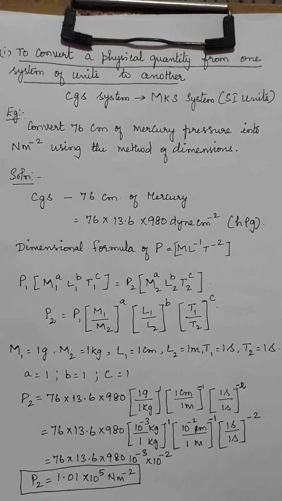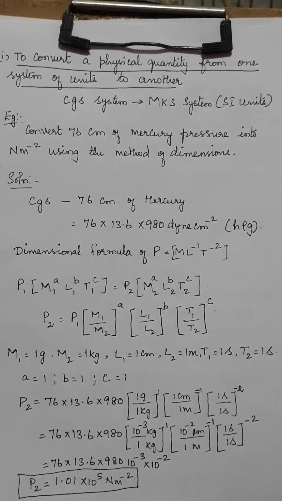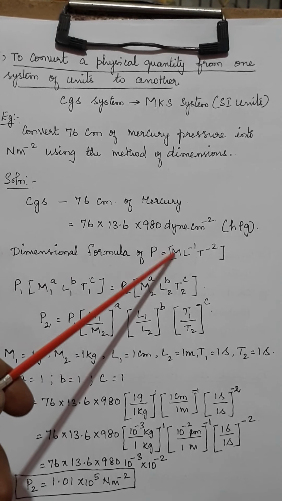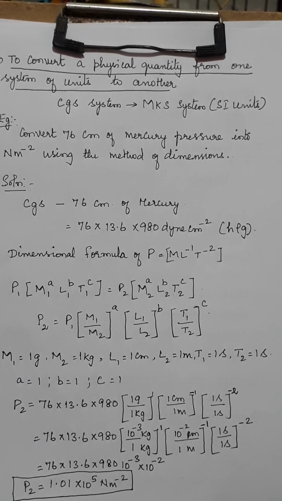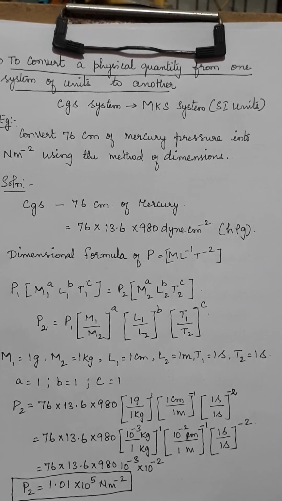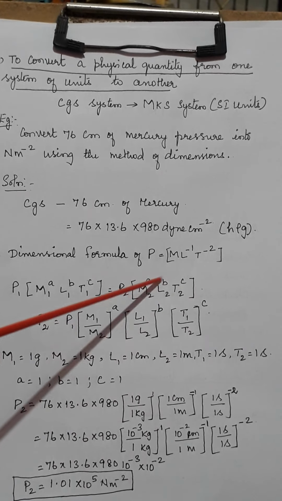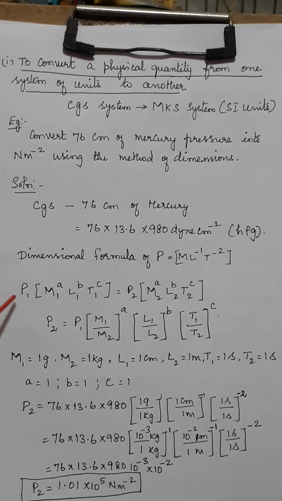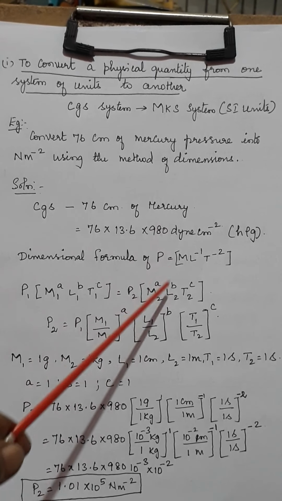But I need to convert this into another system of units. So first I will find out the dimension formula for pressure, which is given as M L power minus 1 T power minus 2, because again it is force per area, and force is mass into acceleration. So it will be mass into acceleration divided by the area, which gave me this dimension formula. This is the first unit, that is the CGS system. Then this is the second unit, which is the MK system.